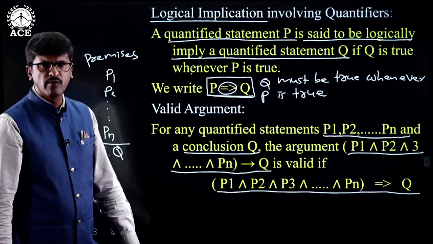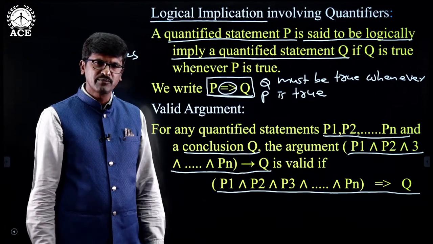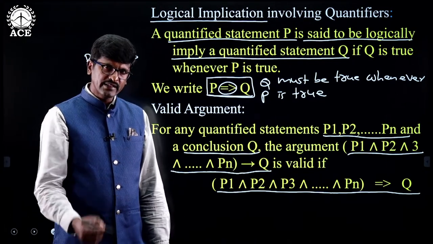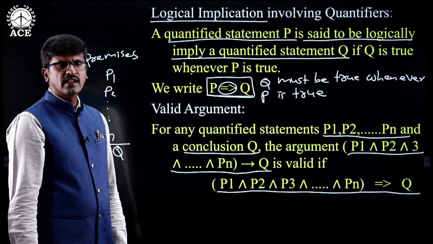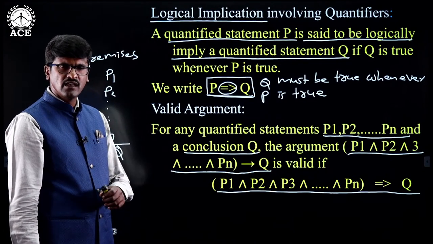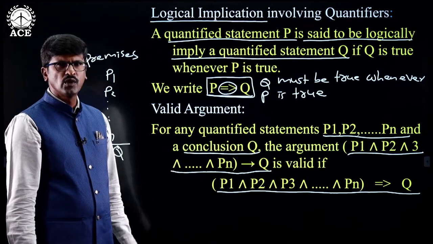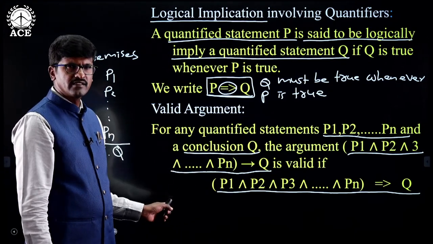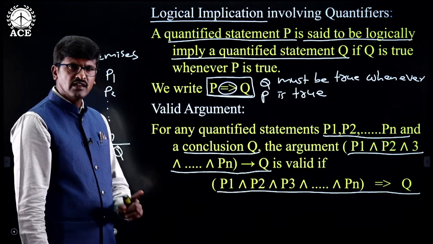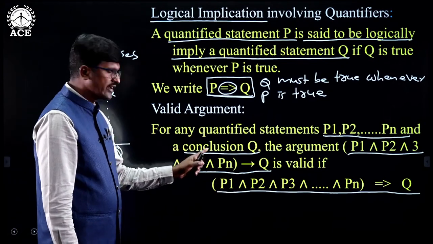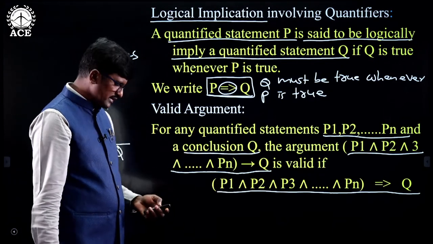So you will be given some argument which consists of some premises. Take the conjunction of the premises. If the conjunction of the premises is true, in that case Q is also true, then the LHS logically implies the RHS, which is nothing but the given argument is valid. Otherwise, it is invalid.